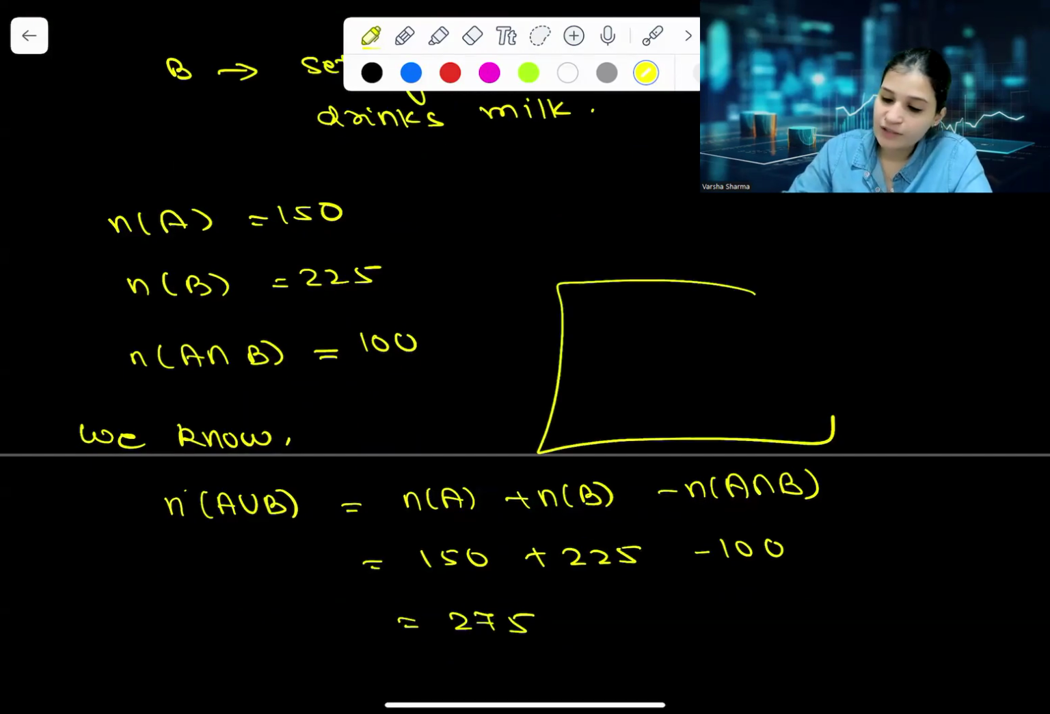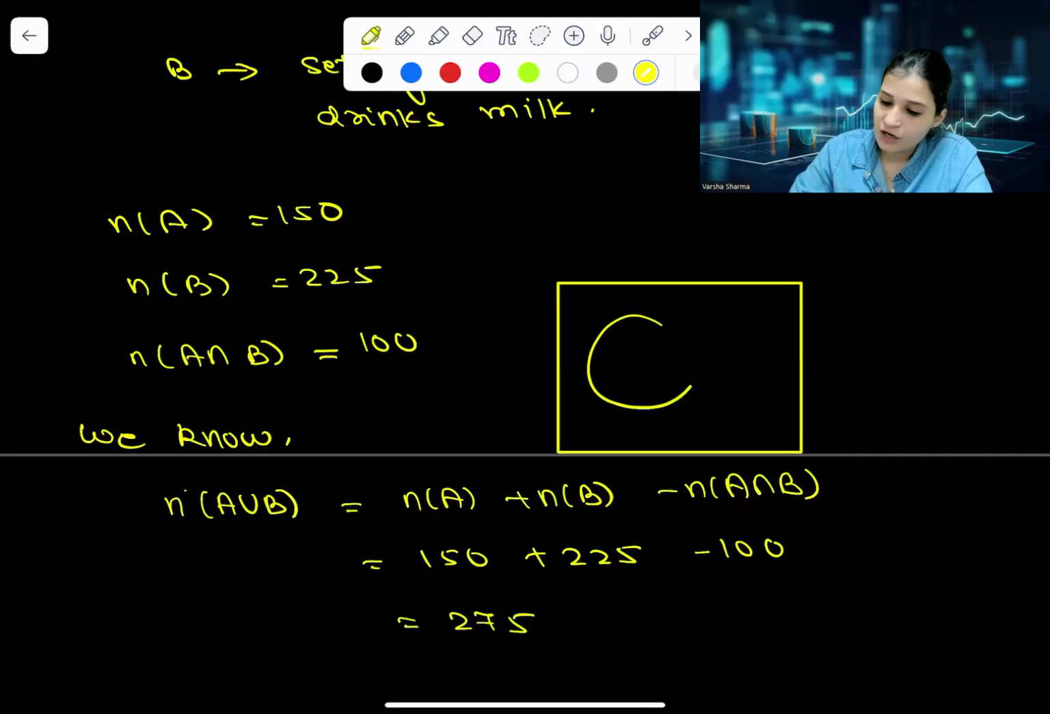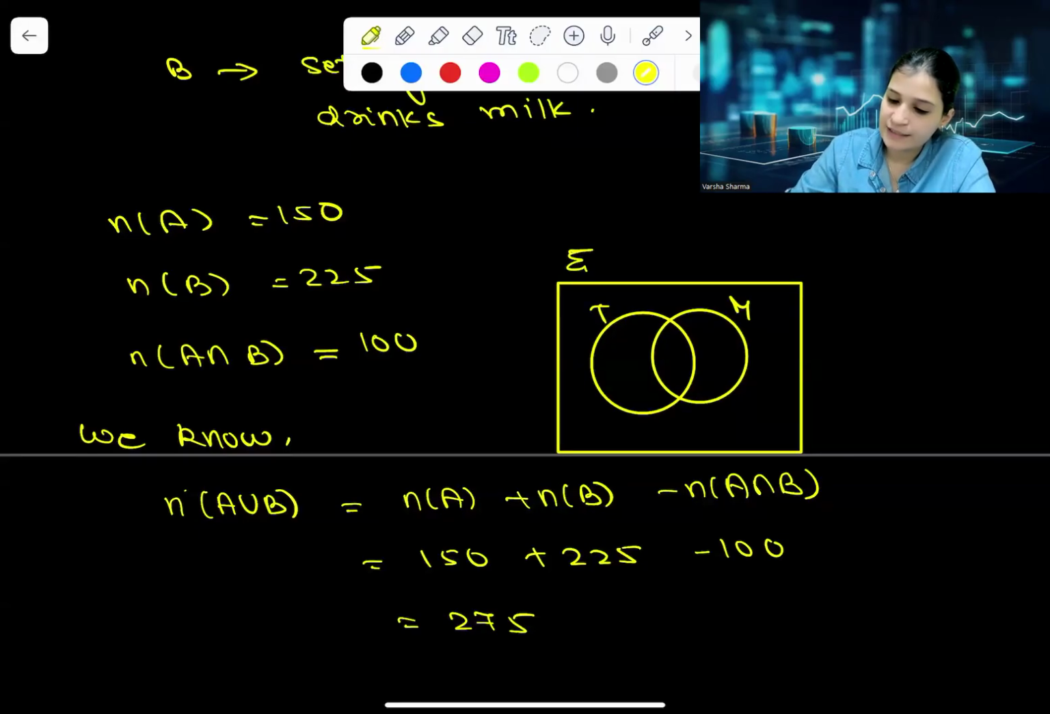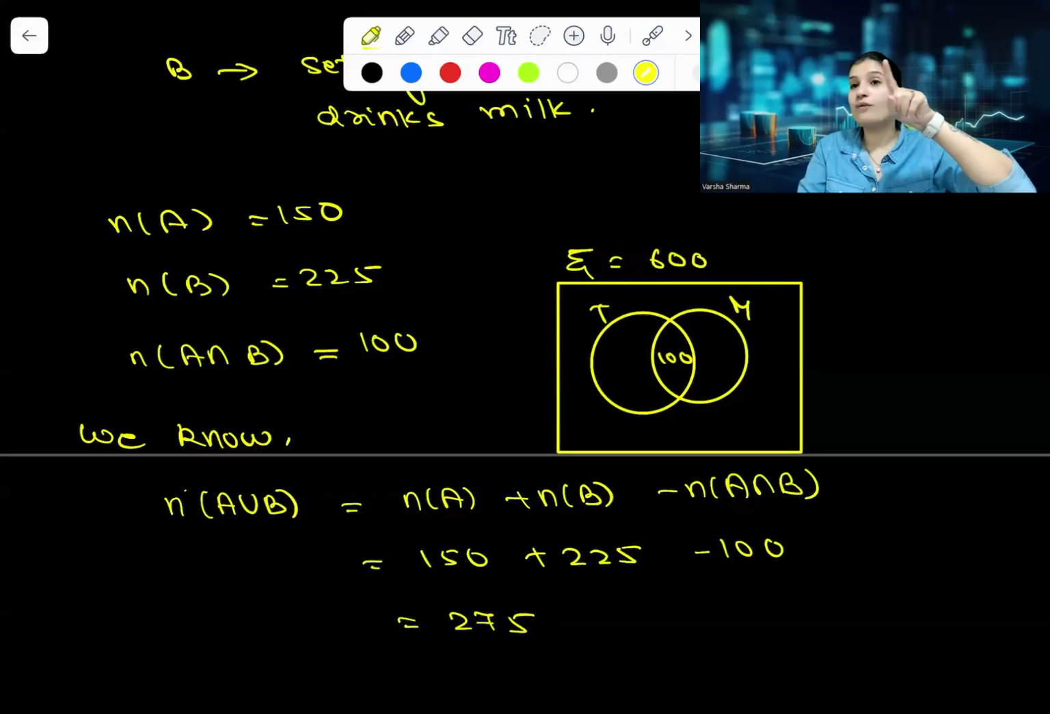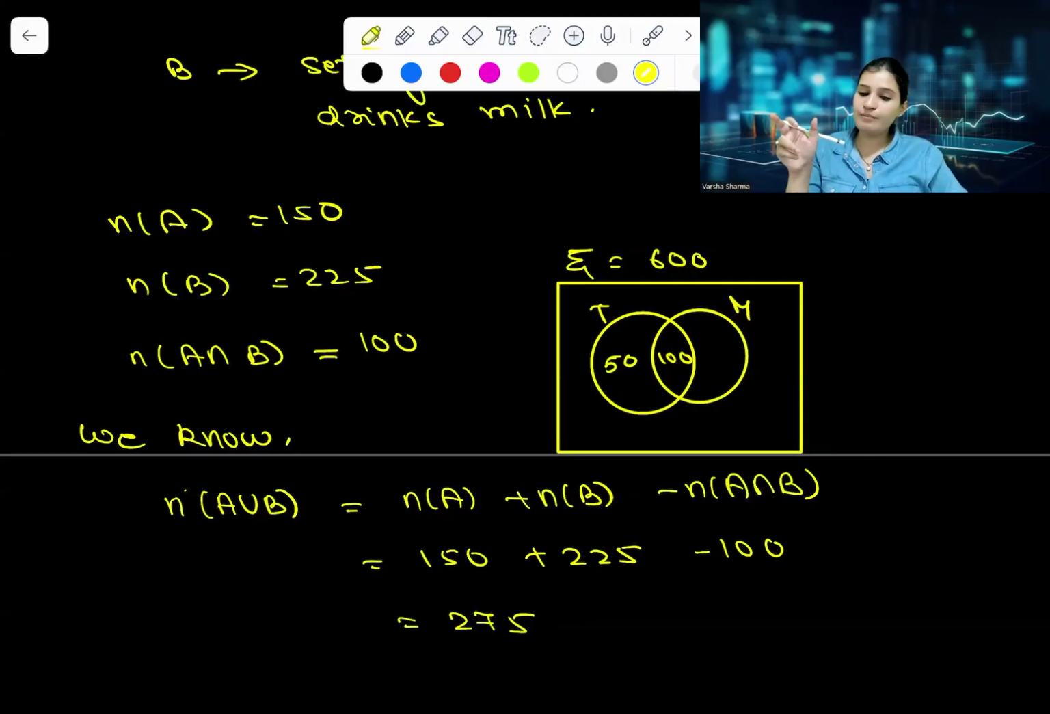So if I talk about the universal set and now the two circles, drinking tea and drinking milk, the universal set has 600 people, common 100. In the tea section there should be a total of 150 people. 100 are drinking both, so only 50 people drink only tea. Out of milk, there are 225 people, and out of that, 100 also drink tea. So the remaining 125 drink only milk. So the total is 275.